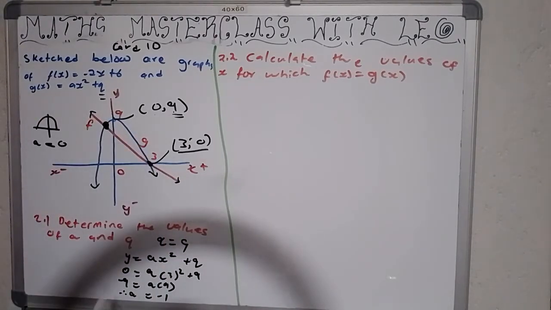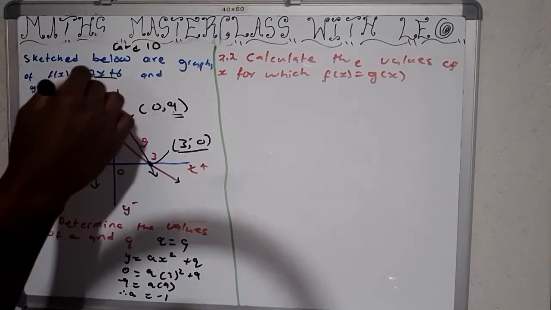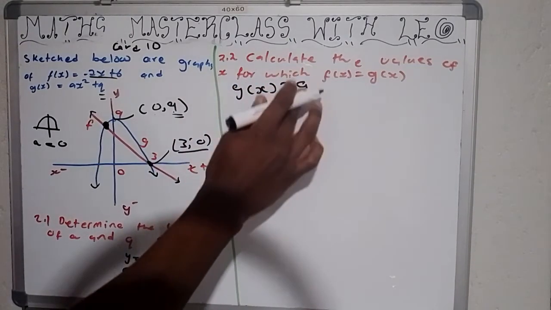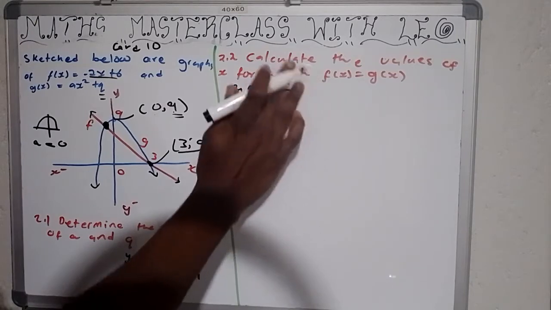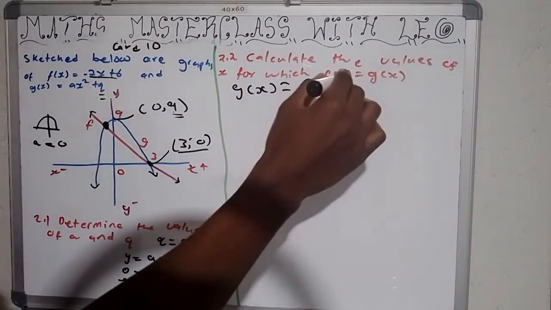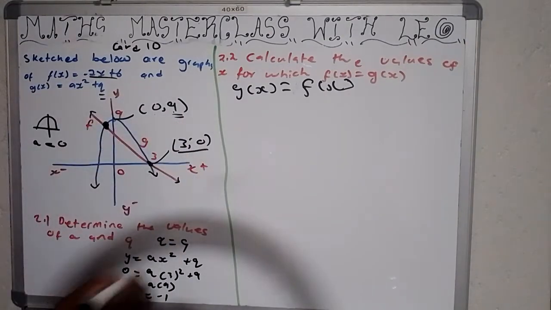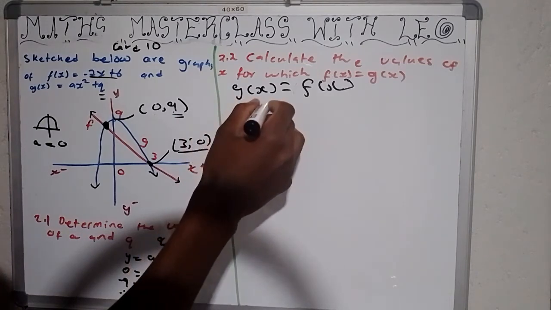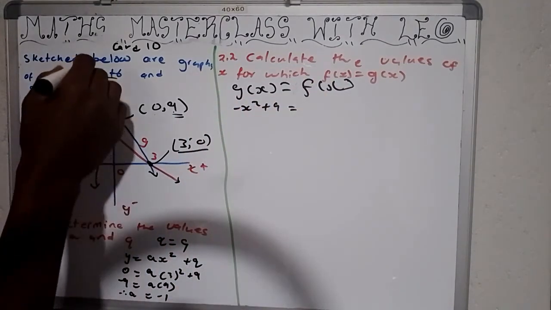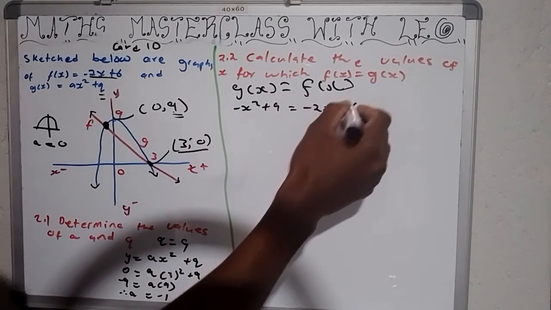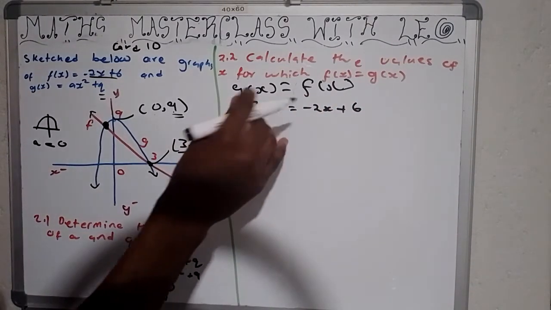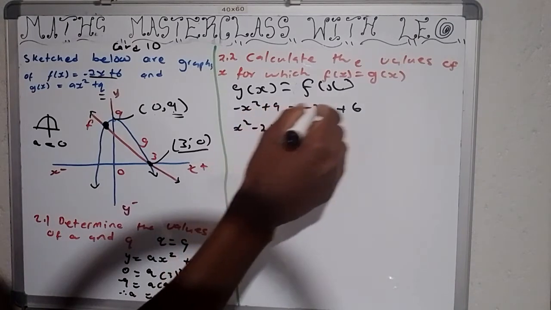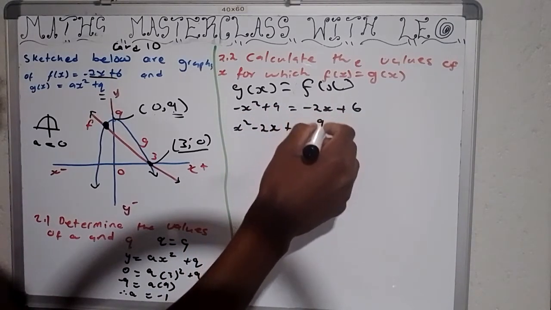How am I going to calculate the second point? I'm going to equate my graphs. Equate f of x with g of x. What is my g of x? The value of a should be negative. So I'm going to have negative x squared plus 9 is equal to negative 2x plus 6. Then I'm going to take these things to the other side. I'm going to have x squared minus 2x plus 6 minus 9 equals 0.